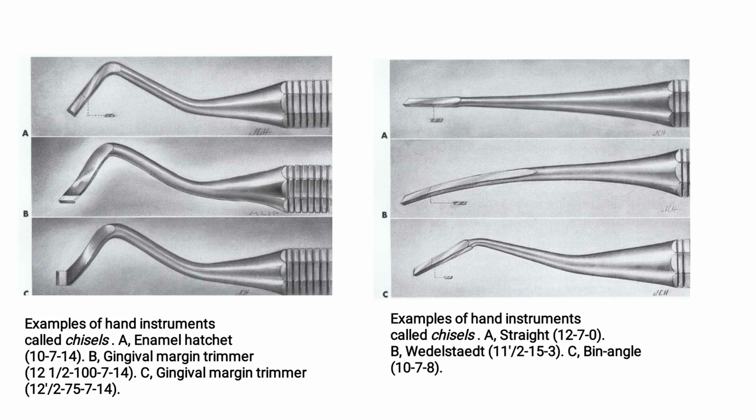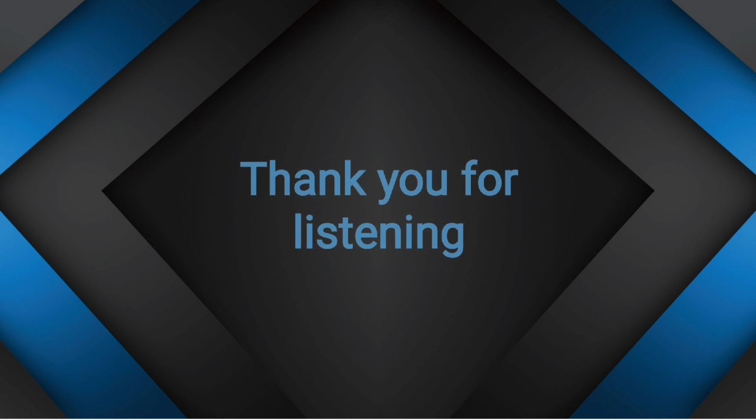Examples of chisels are the enamel hatchet and the gingival marginal trimmer, which is mesial or distal. The gingival marginal trimmer with the mesial side has an acute bevel angle, that is 75 to 80 degrees, whereas the gingival bevel of the cutting edge in the case of a distal marginal trimmer is an obtuse angle, which is about 90 to 100 degrees. Thank you.